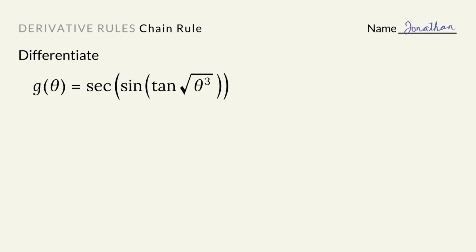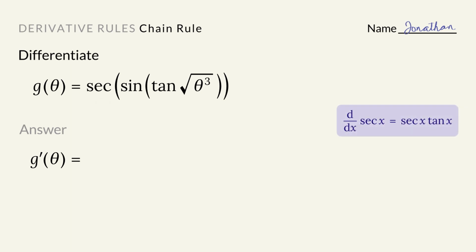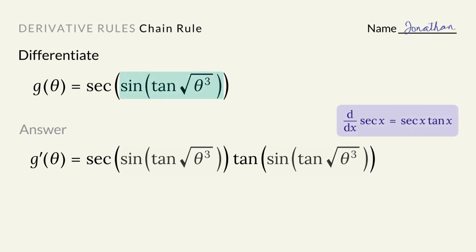Differentiate secant of sine of tan of square root of theta to the 3. The outermost function here is secant, and secant differentiates to secant tangent. Sine of tan of the square root of theta to the 3 is unchanged in the argument of secant. In this particular case, secant differentiates to sec tan, so therefore we have the same argument for both sec and tan.